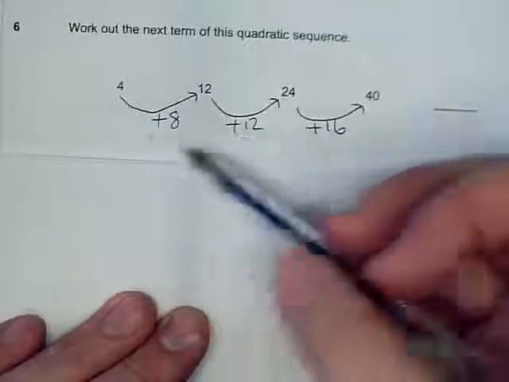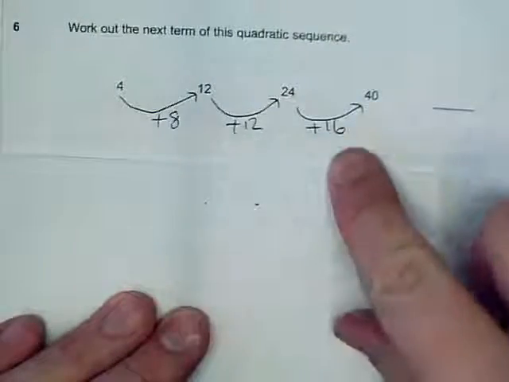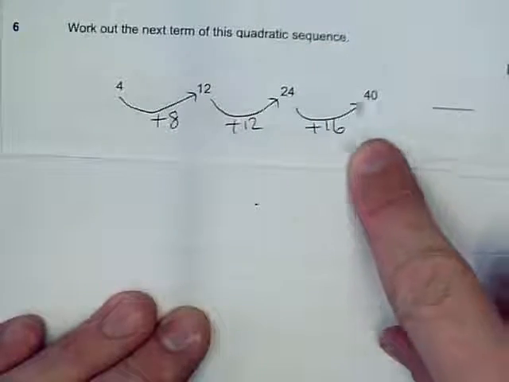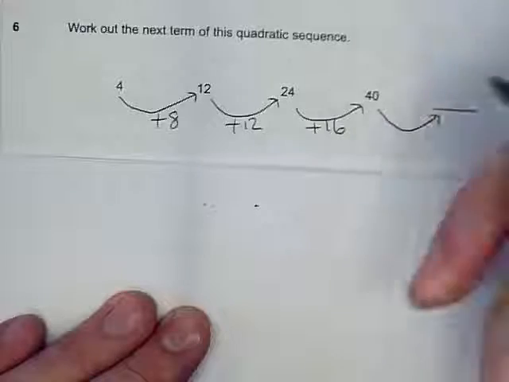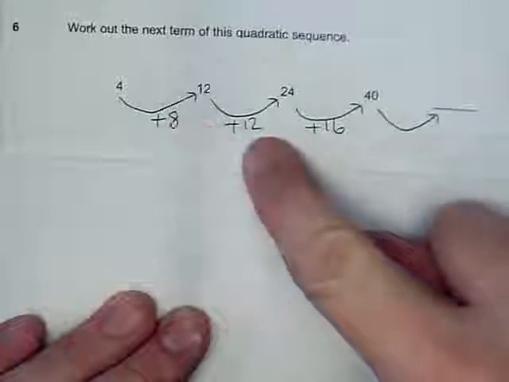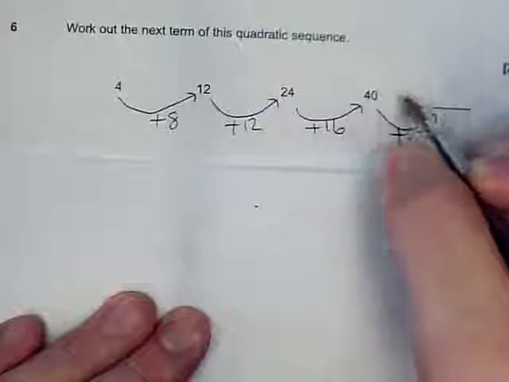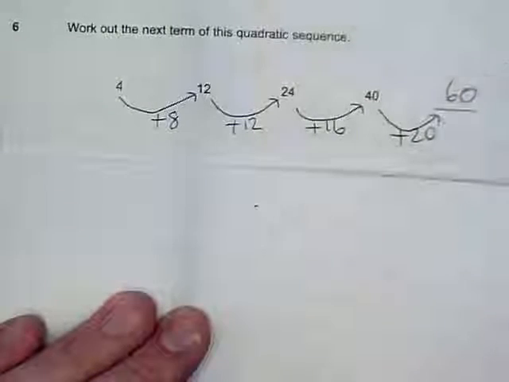So if they were going up by the same number, so plus 8, plus 8, plus 8, then that would be a linear sequence. This one is quadratic. So following the pattern, add 8, add 12, add 16. The next one is going to be add 20, means that the next term would be 60.